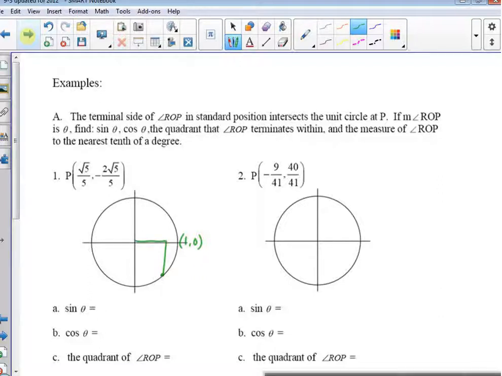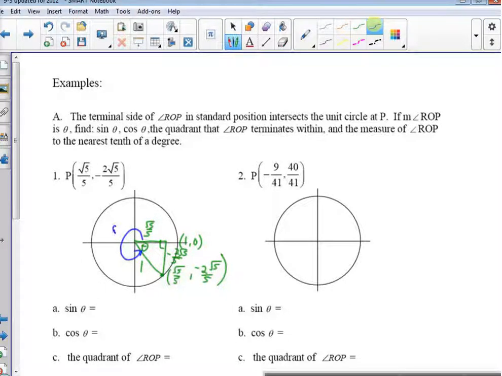So I'm on the unit circle, so this point, radical 5 over 5 comma negative 2 radical 5 over 5, okay, is going to help me represent my sine and my cosine, because this is a hypotenuse of 1, and this side is radical 5 over 5, and this side is negative 2 radical 5 over 5. Here's my little angle theta. Now, angle ROP is actually this angle here.